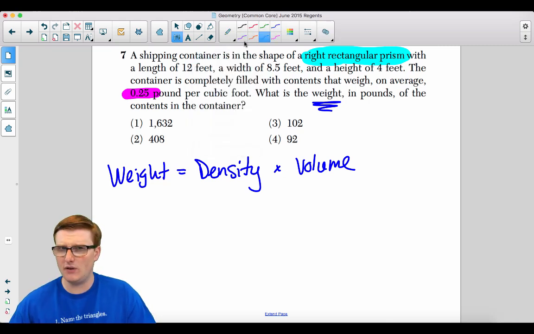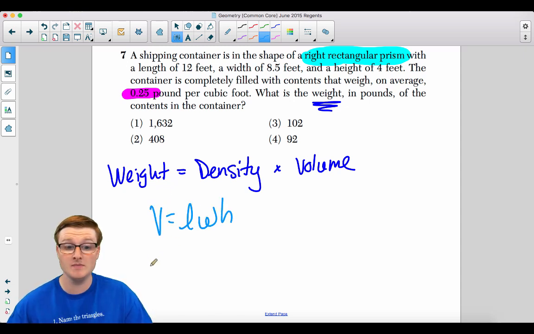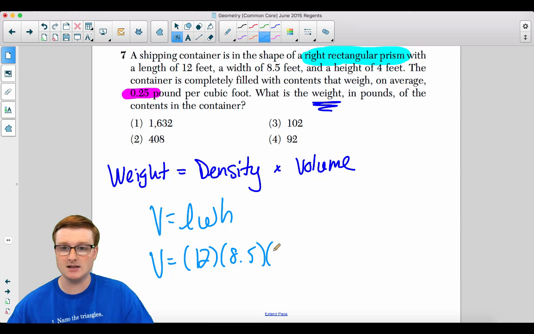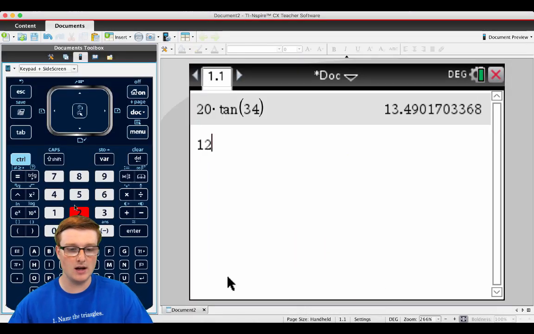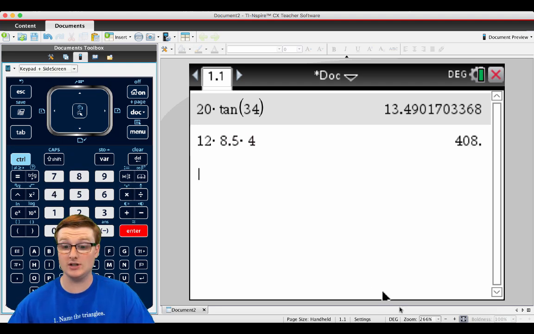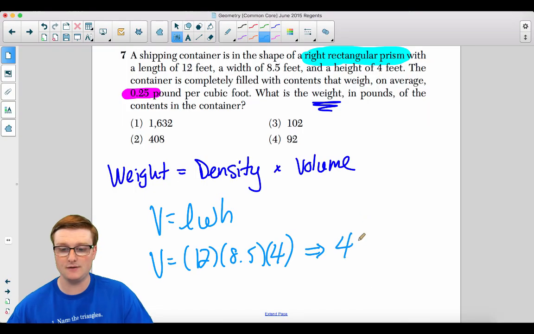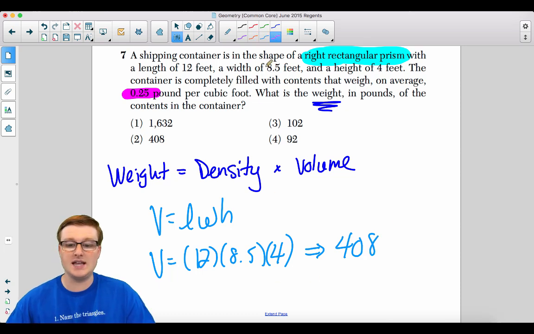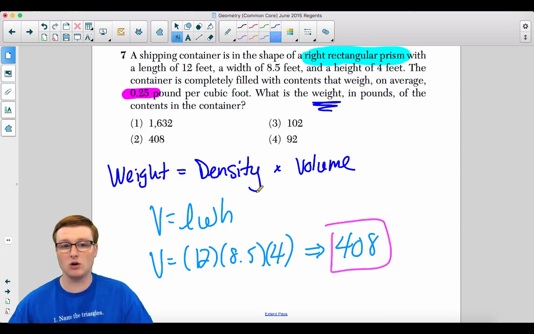Well, what's the volume formula of a box? Volume is equal to length times width times height. Pretty simple. So the volume of this box is going to be the length of 12, a width of 8.5, and a height of 4. Let's go ahead and plug that into our calculator. So we get 12 times 8.5 times 4. That's going to be 408.